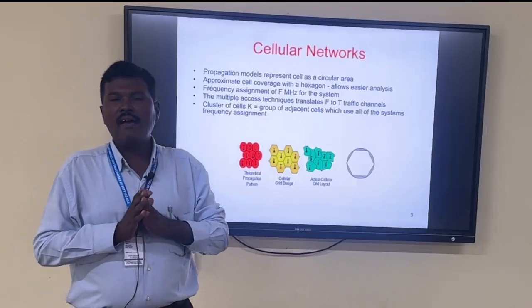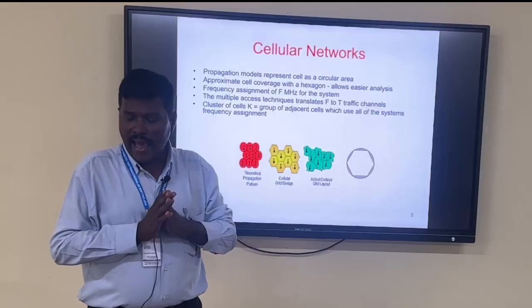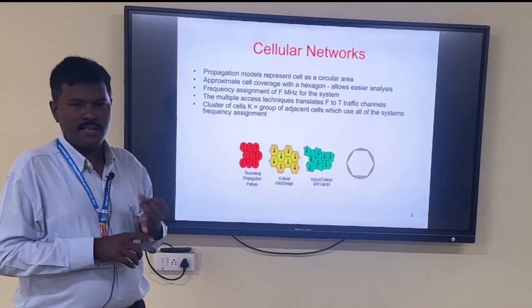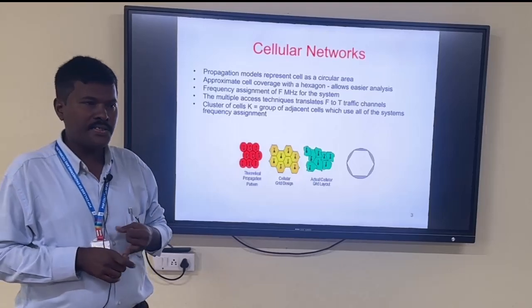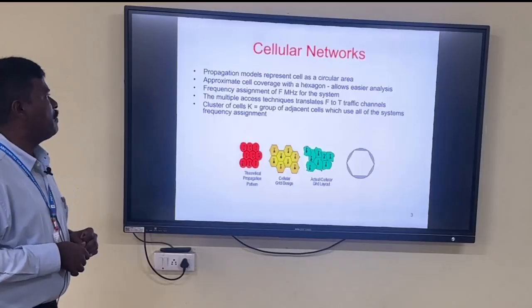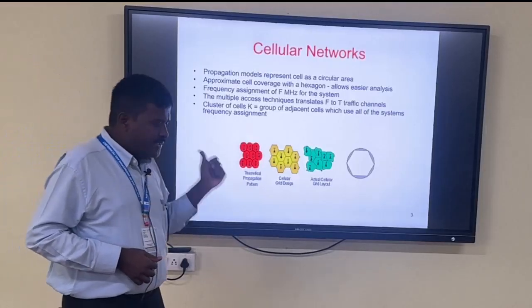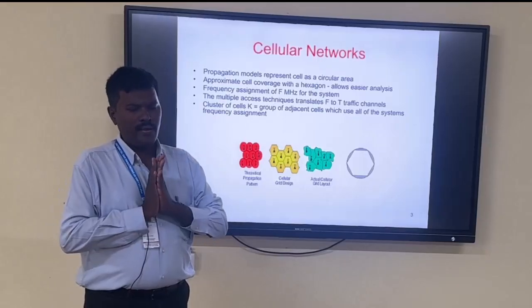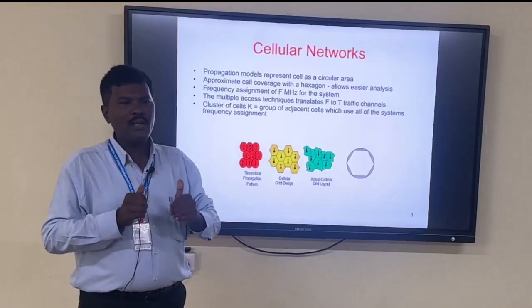Normally we have three different types of access techniques: frequency division multiple access, time division multiple access, and code division multiple access. So we have three different types of multiple access techniques, and we have to keep in mind that these access techniques are used to get access to the channels available in the cell.